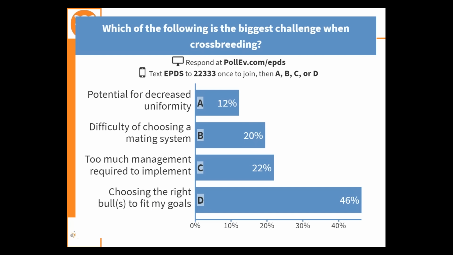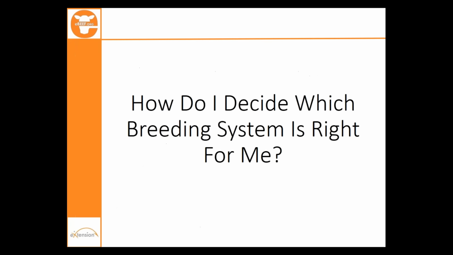So kind of continuing our discussion, maybe let's think a little bit about the next category of choosing the right mating system. Okay, so about 20% of you identified that as a pretty big challenge. And I think that's a pretty astute observation. Megan, tell us, how do we start to systematically think about which breeding system is right for your operation, and how do we sort of go through that thought process?